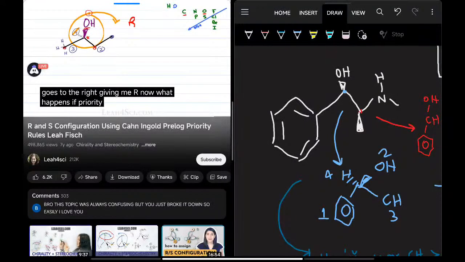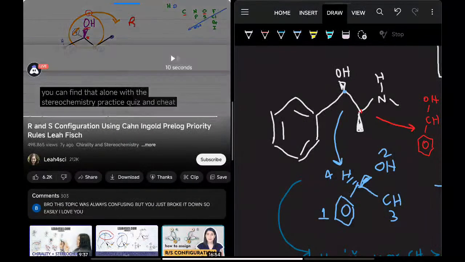Now what happens if priority number 4 is in the front of the molecule?